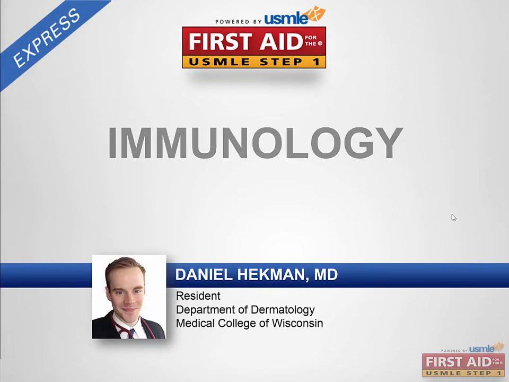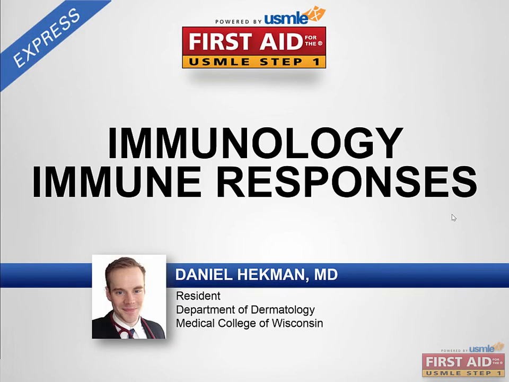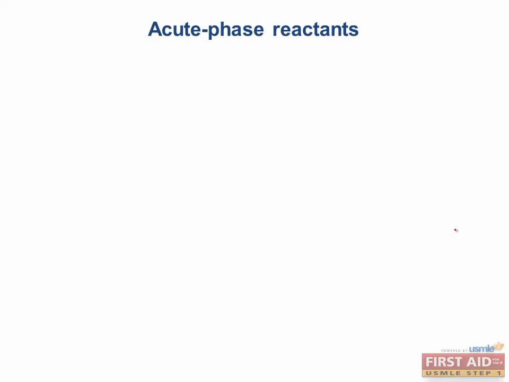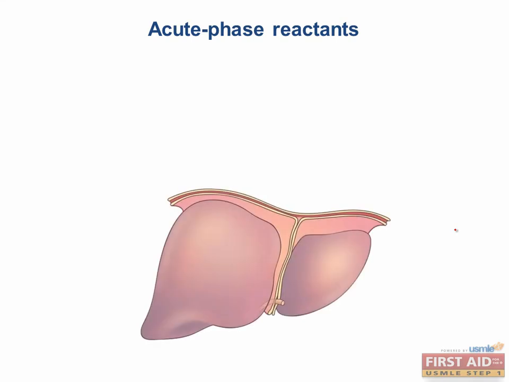Our next topic is immune responses. The first slide has to do with acute phase reactants, so all the proteins that are released when there is acute inflammation. What happens? Just very briefly, the liver is responsible for making almost all of the proteins in your body. So that is where these acute phase reactants are released from.